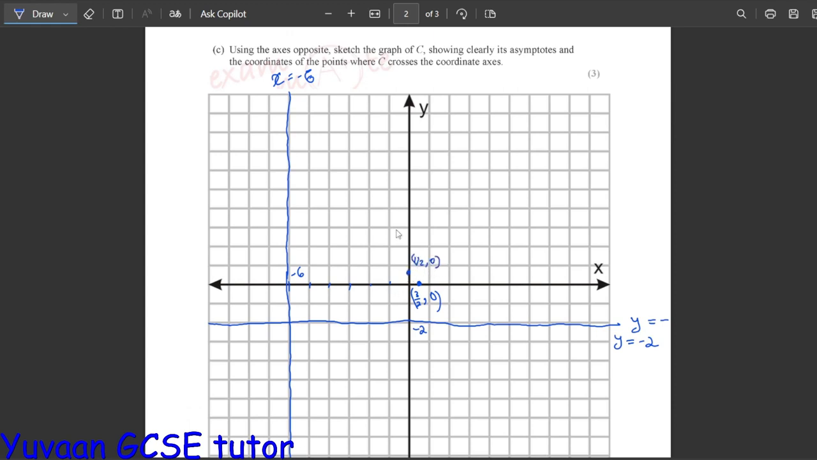But in your exam, guys, make sure you space everything out so you can clearly show the intercepts. This is a bit compact. I'm so sorry.